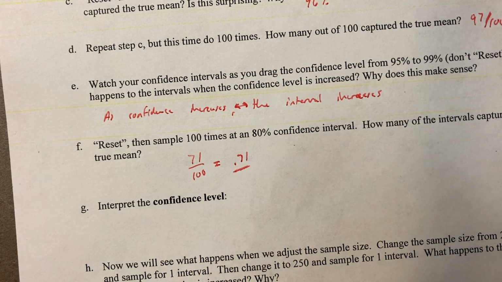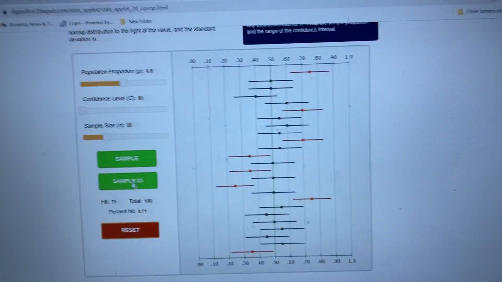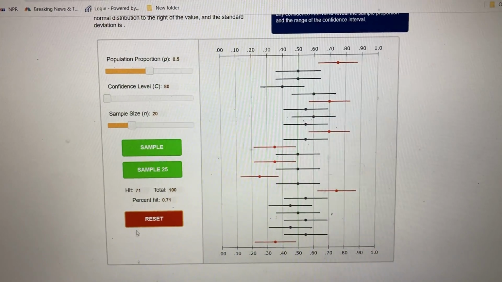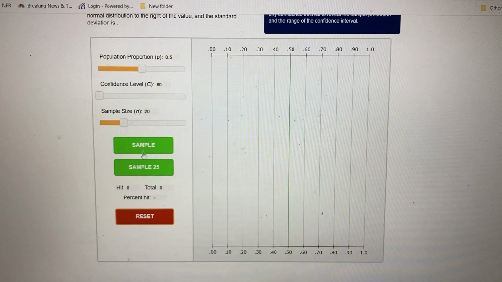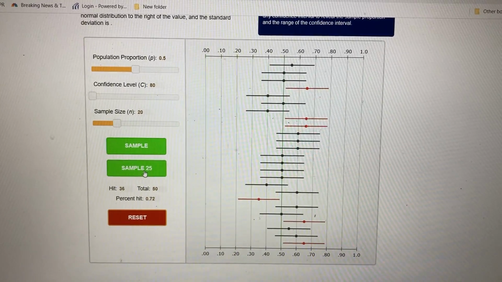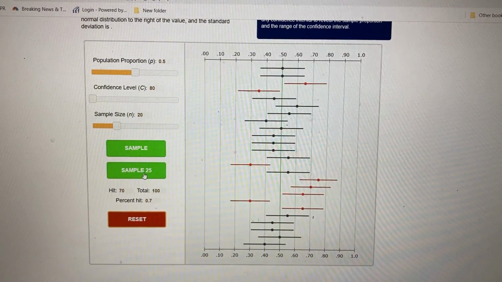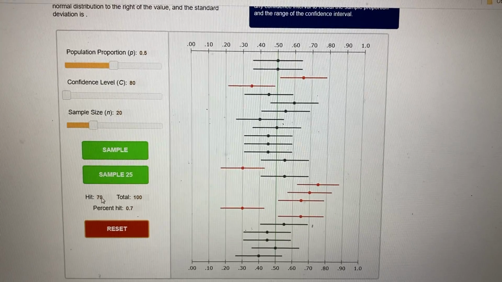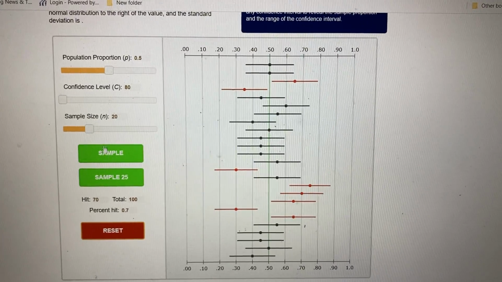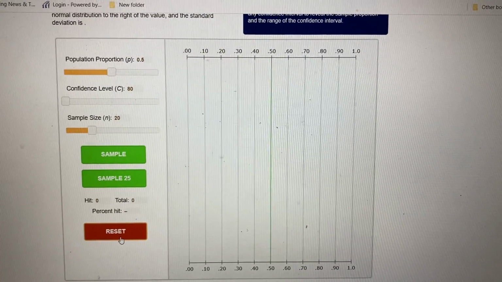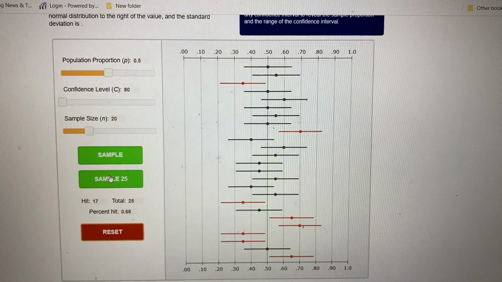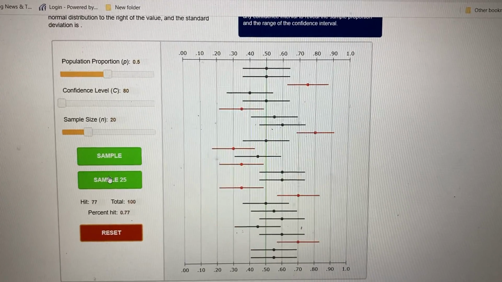In fact, if I do it again, it should be. Let's just do it again because I don't like that. That shouldn't have happened. Let's try it again. Let's do 100. Let's look at the hit rate. Holy cow! It came back to 70 again. It should have been 80%. This is 80%, right? 80% of my intervals should be hitting. Let's do it again. I don't like this.